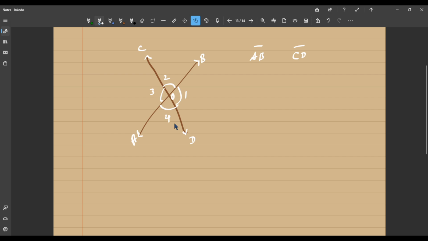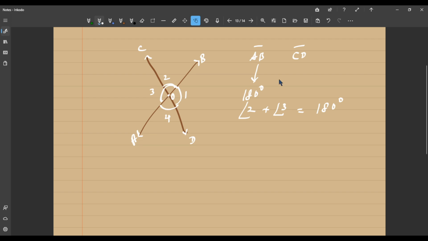Now we know that angle in a straight line is 180 degrees. So if you consider the line AB, at O it makes 180 degrees, isn't it? The line AB here at O makes 180 degrees. That is angle 2 plus angle 3. The sum of the measures of these two angles, angle 2 plus angle 3, should be equal to 180 degrees because they are angles in a straight line.